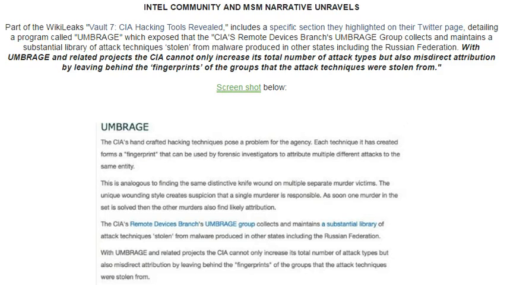With Umbrage and related projects, the CIA can not only increase its total number of attack types, but also misdirect attribution by leaving behind the fingerprints of the groups that the attack techniques were stolen from. In other words, they can create a false flag attack. They can leave fingerprints and say, hey, we know Russia did it. So, how do we know Russia's done anything they've accused them of when the CIA deliberately sets it up so that they can do it and blame them?